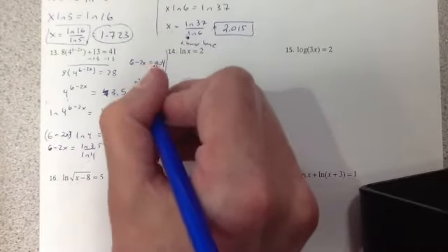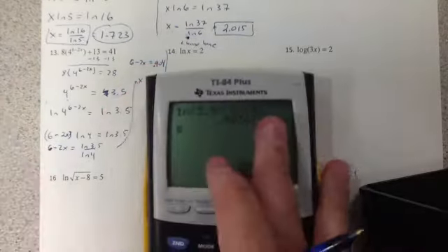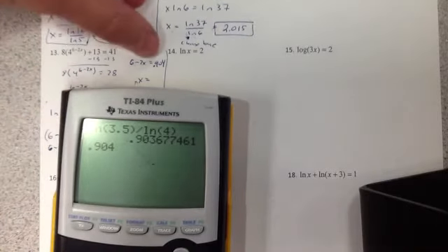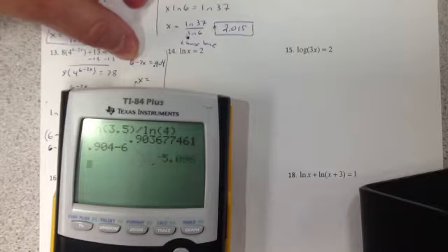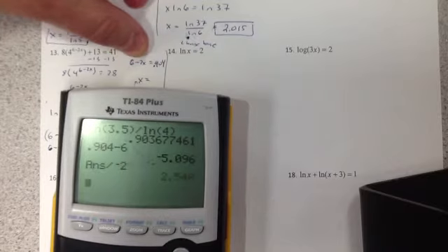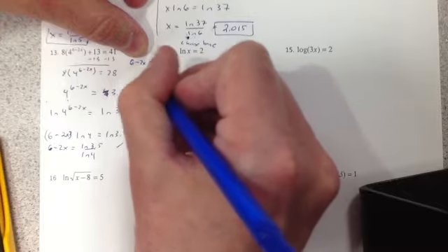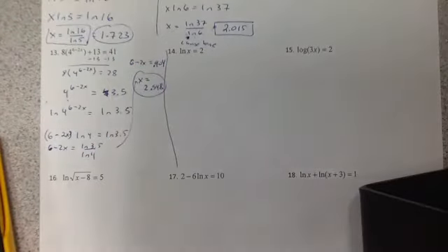And I'm just going to solve. Okay? Be careful, take that 0.904 minus 6, and I'm going to divide that by negative 2. You can do this in the calculator. And we get 2.548. Very good.